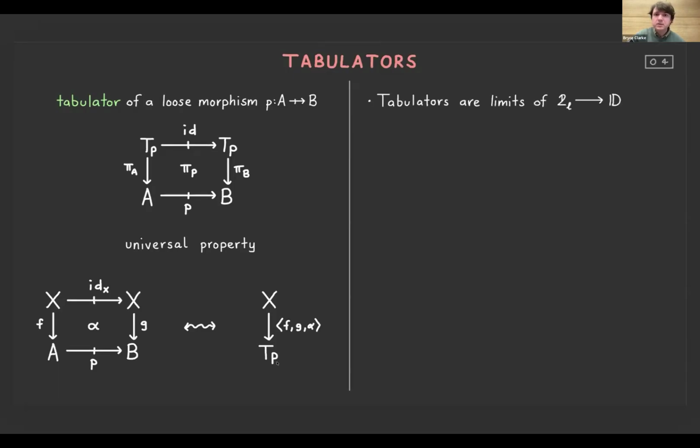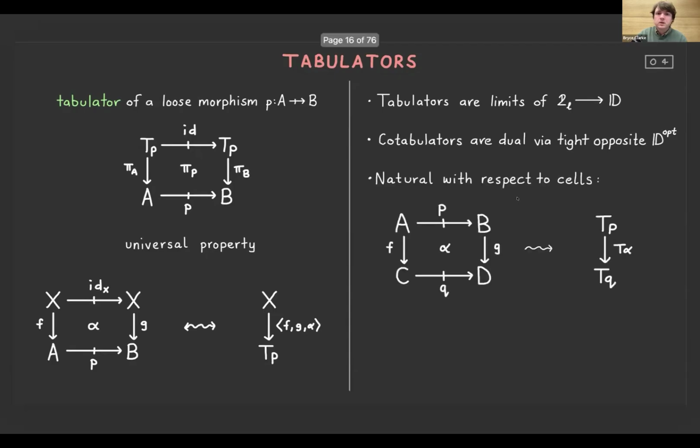And what else can we say about tabulators? Well, tabulators are a certain kind of limit in a double category. They're limits of a diagram whose shape is just the free double category with a single non-identity loose morphism. Okay. We can also have a notion of cotabulator, which is just a tabulator, but we flip everything in the tight direction, so vertically. Tabulators are natural with respect to cells, of course. If we have a cell like this in our double category and P and Q have tabulators, then we get a tight morphism between their tabulators.